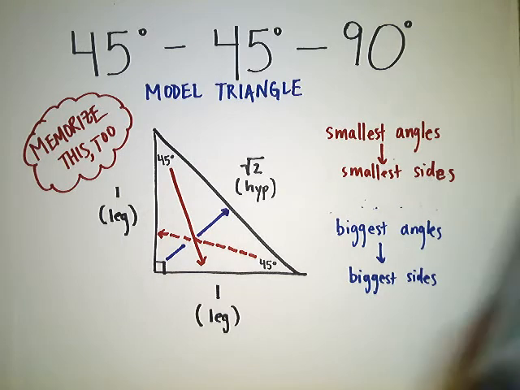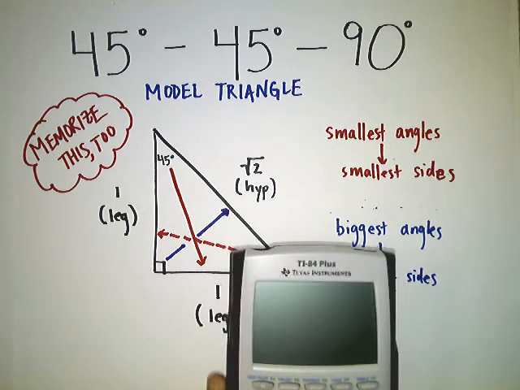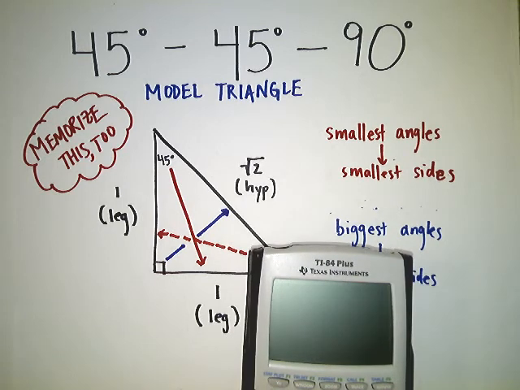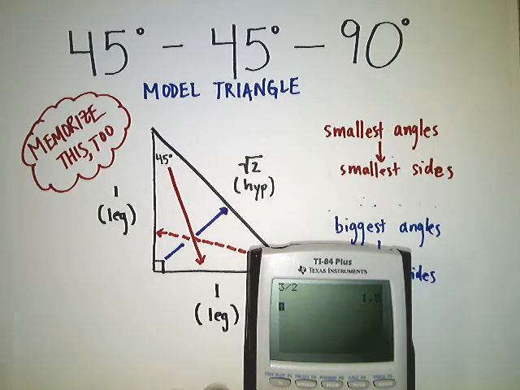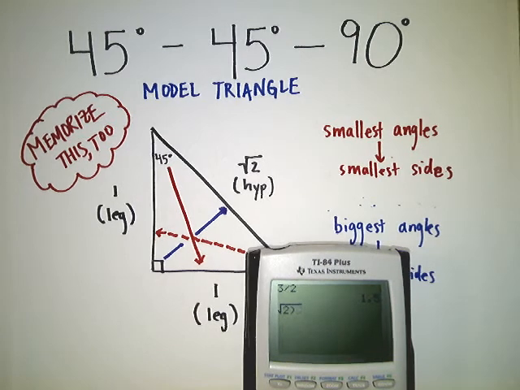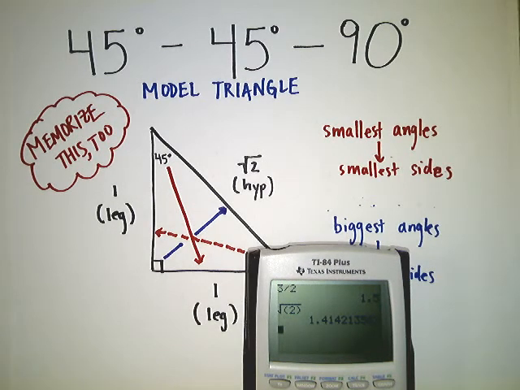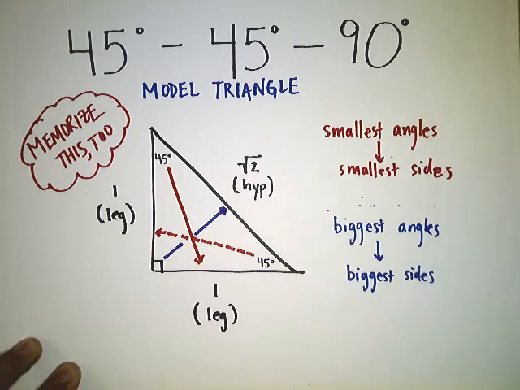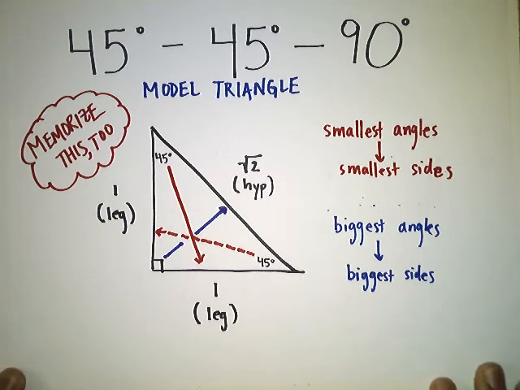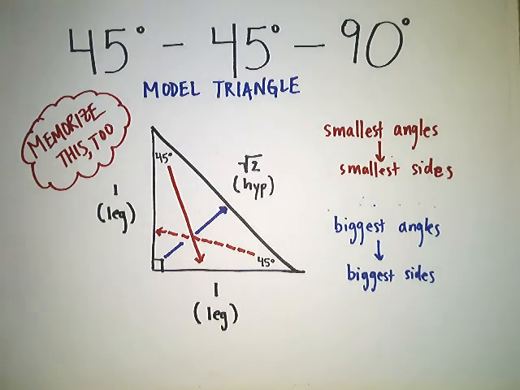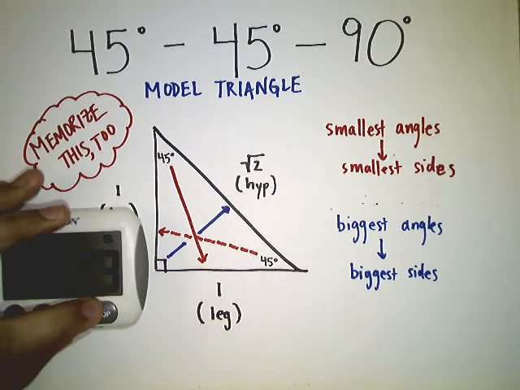Now, just in case this is a point of confusion, root 2 is bigger than 1. It's about 1.414. So the hypotenuse, as usual, is our longest side here. You want to memorize this triangle as well. You want to be able to draw this model triangle from scratch. So go ahead, take 40 seconds, get this down.